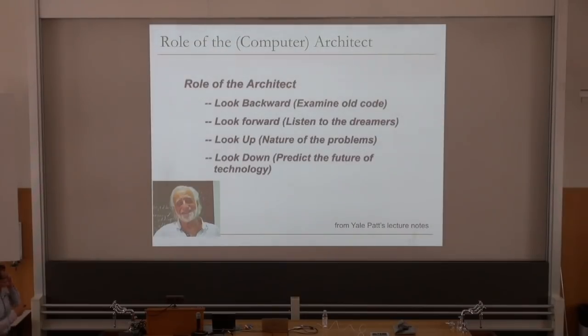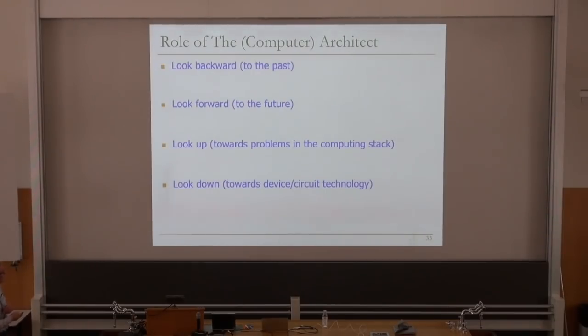Okay, so this is my PhD advisor, Yale Patt. He's a famous guy, and he's done a lot of work on computer architecture, and this is the role of the architect according to him. I'm going to expand this a little bit. Basically, you need to look everywhere. You need to have eyes everywhere, as an architect. So that pigeon is probably a good thing. You need to look backward, forward, up, and down. He says some things over here, but let's take a look at it in a little bit more detail in my paraphrasing of it. Basically, you need to look backward.